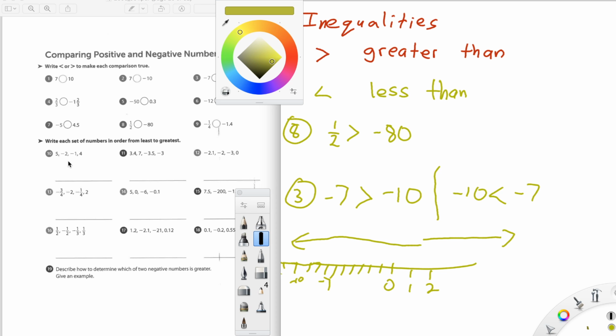Now, number 10 through 18 says write each set of numbers in order from least to greatest. So for number 10, you always have to start off with the number that would be all the way on the left side on our number line. So for number 10, it would be -2, then -1, then 0, then 1, 2, 3, 4, 5. So when you write your answer in number 10, you would write it in order: -2, -1, 0, 4, 5. And make sure you do that from 10 to 18.